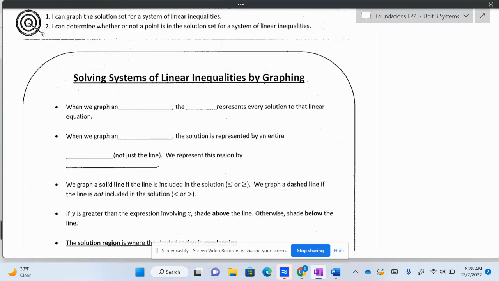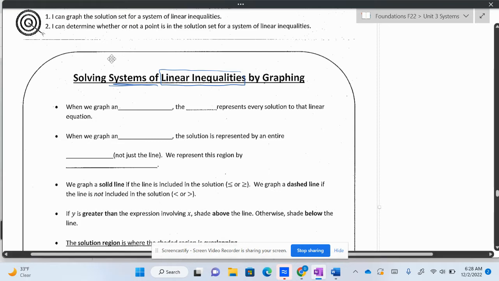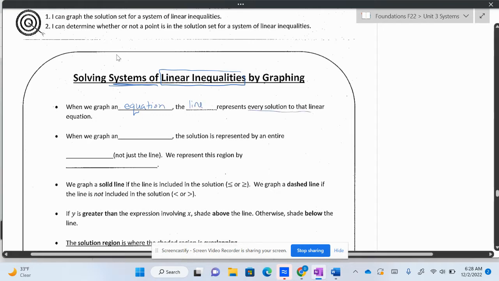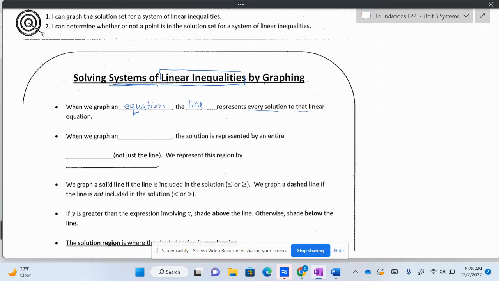So remember yesterday I told you we are going to extend our understanding of linear inequalities, and we are going to talk about systems of linear inequalities. So the first thing I want to do is remind you about just graphing equations. So when we graph an equation, the line represents every solution to that linear equation. But when we graph an inequality, the solution is represented by an entire region.